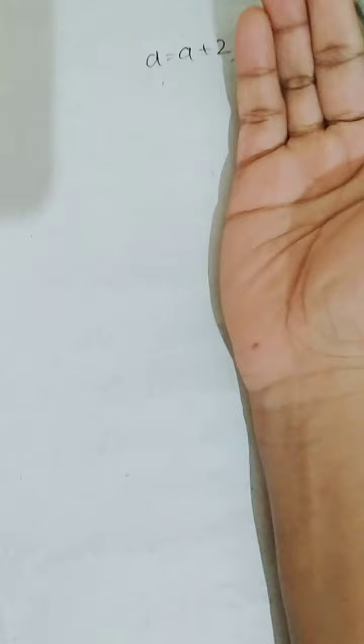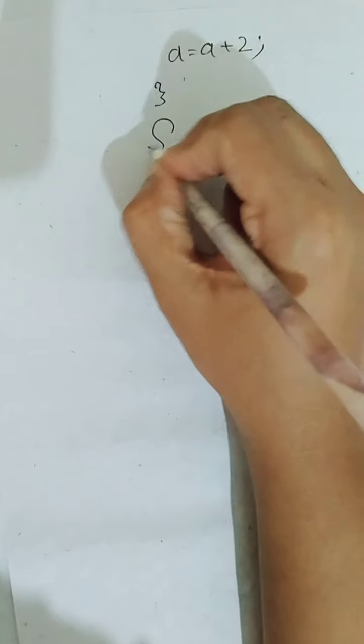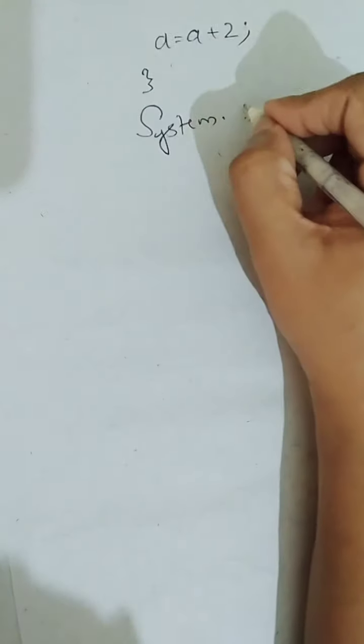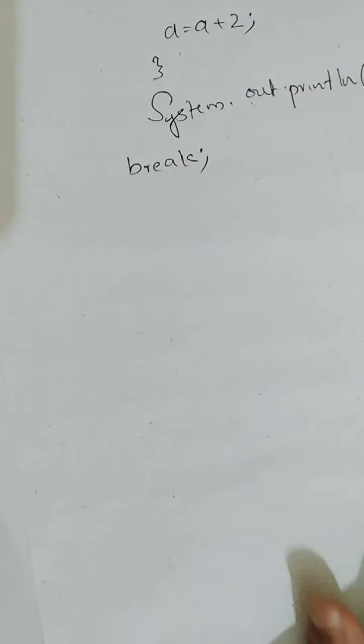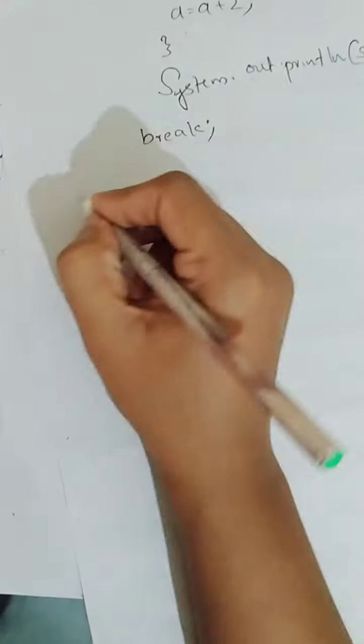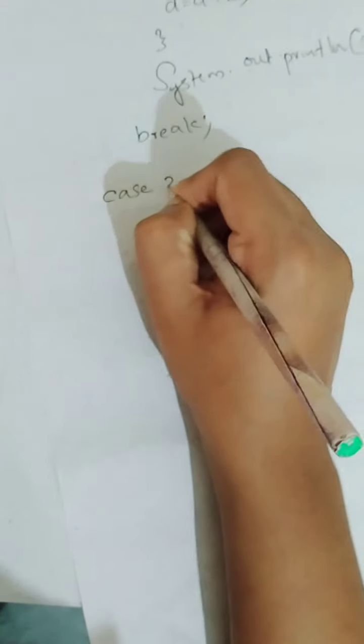And then your updation statement, a is equal to a plus 2. So 2 plus 4, 6, etc. And then the loop will be closed, and outside that you will print System.out.println(sum); and the case will end, break. Fine. And next one, case 2.